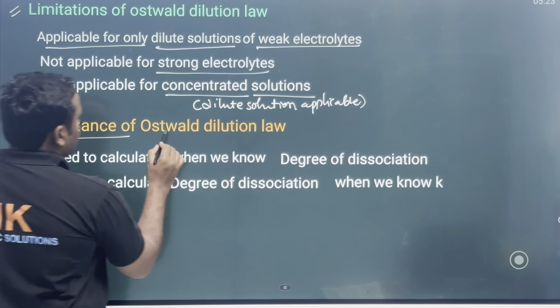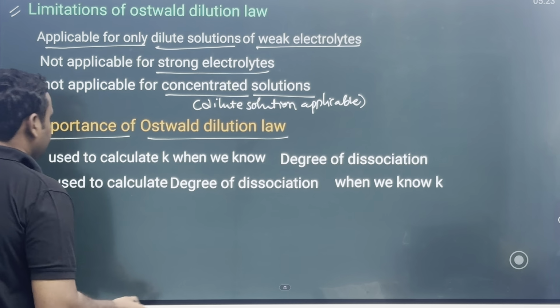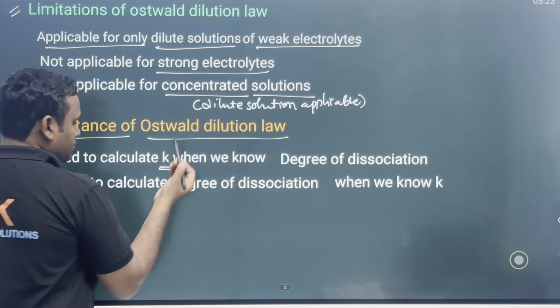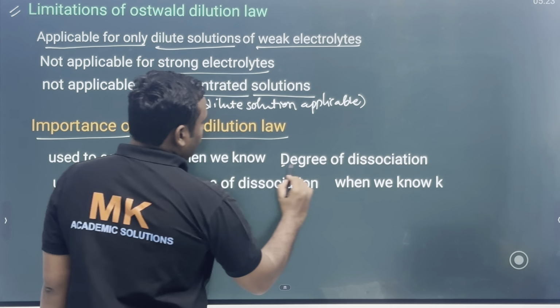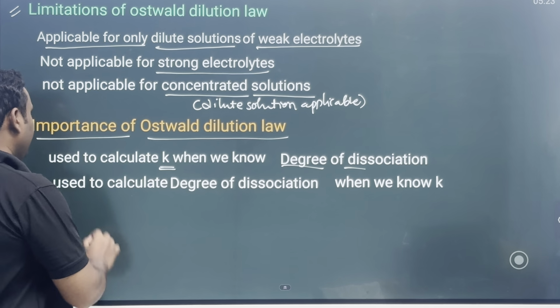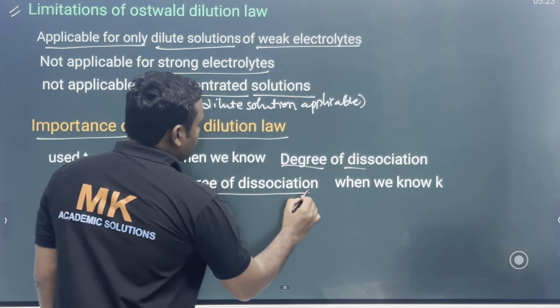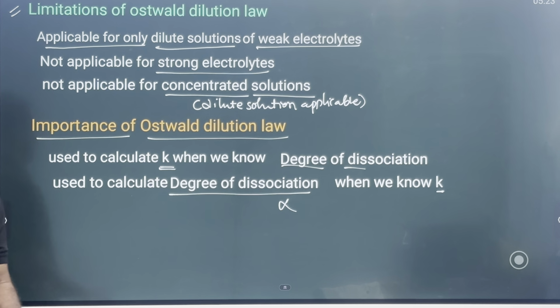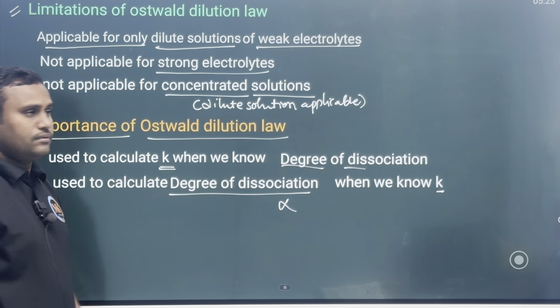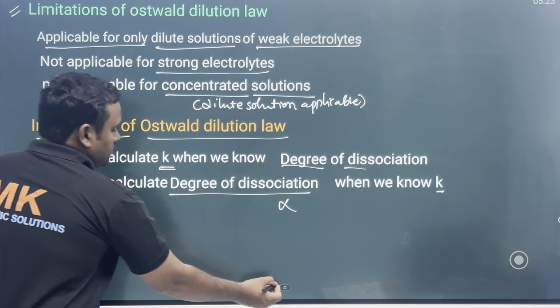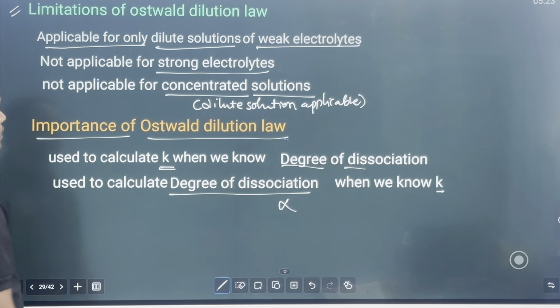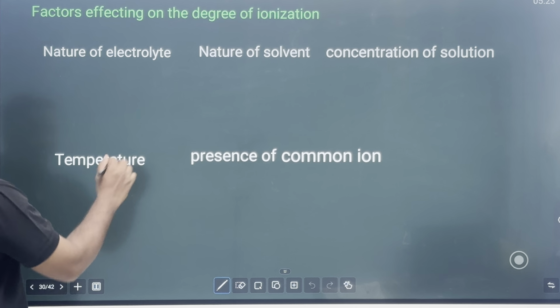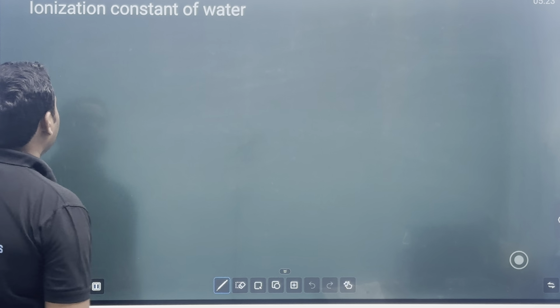Next, importance of Ostwald dilution law. It is used to calculate K, the dissociation constant, when we know the degree of dissociation, and used to calculate the degree of dissociation alpha when we know the dissociation constant. Okay, these are the importance of Ostwald dilution law. Next, the factors I have already explained to you.